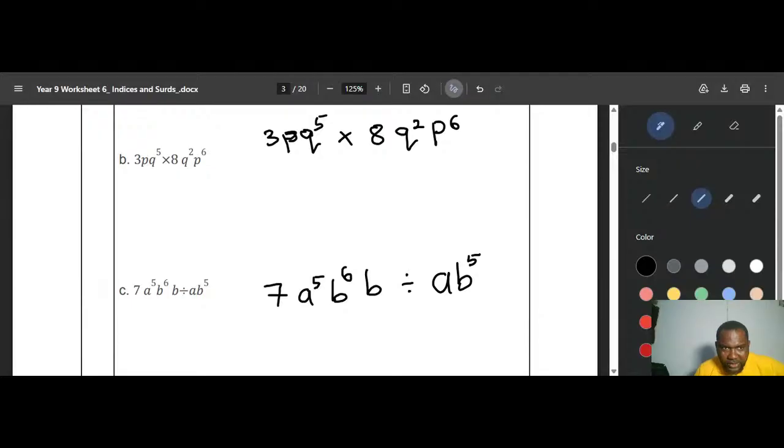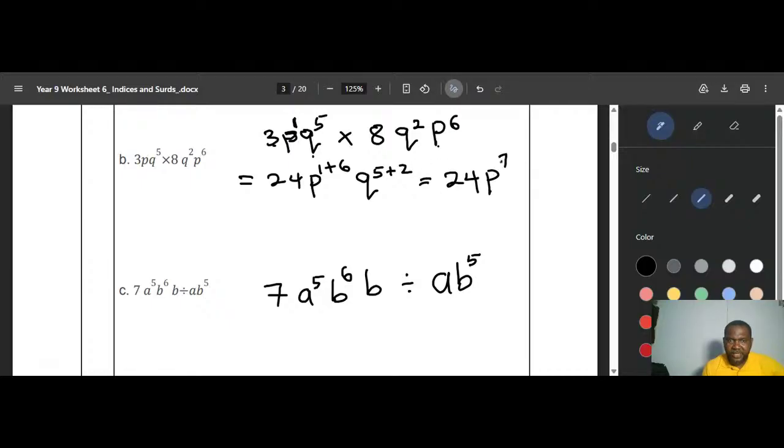Okay, let's do it together. Some of you are still making silly mistakes. So 3 times 8 is 24. This p means p raised to power 1. The other p here is raised to power 6, and we are multiplying. So this should be p raised to power 1 plus 6. Q here is raised to power 5. Here is 2, so 5 plus 2. So the answer is 24 p^7 q^7.